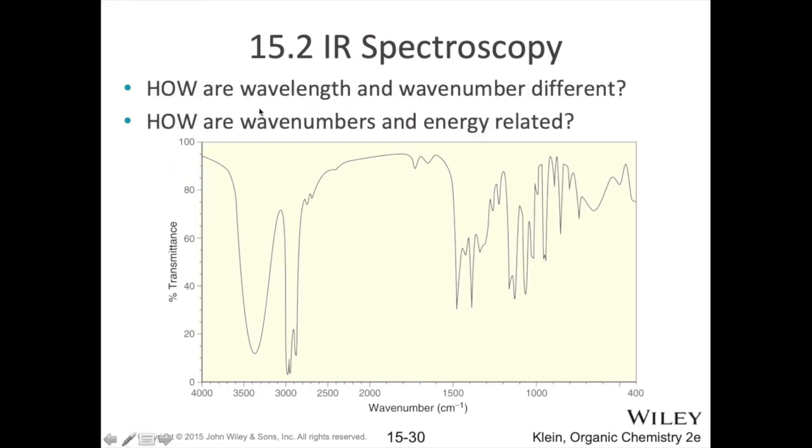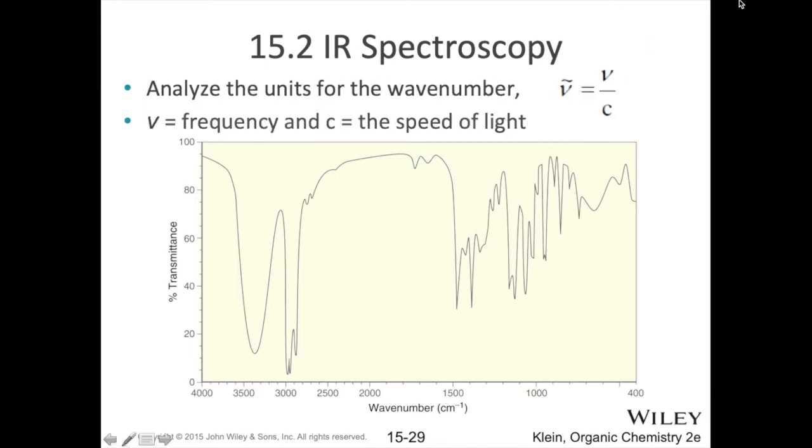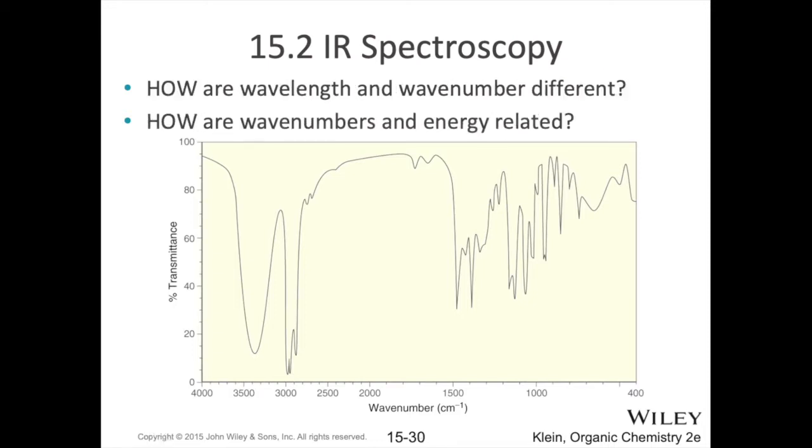This question is kind of important: how are wave numbers and energy related? If we go back to this calculation, notice that frequency and wave number are directly proportional. Remember, frequency and energy are also directly proportional. So wave numbers increase as the energy increases. As we go to the left of our diagram, the energy of light is increasing. So as we have higher wave numbers on the left, the energy of our light is also increasing.